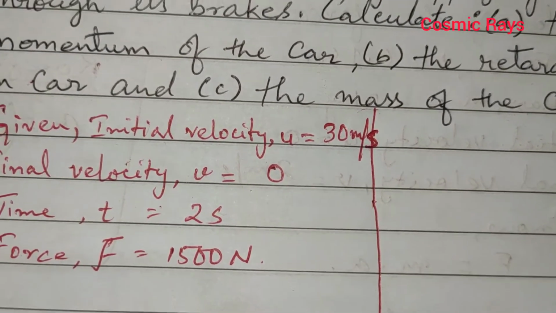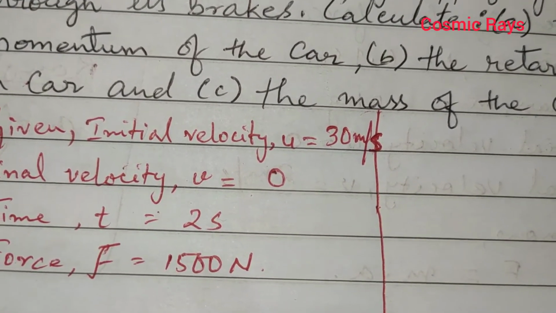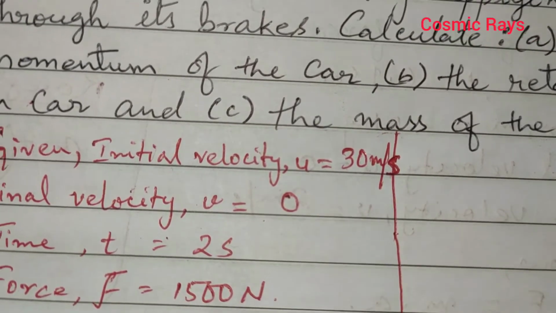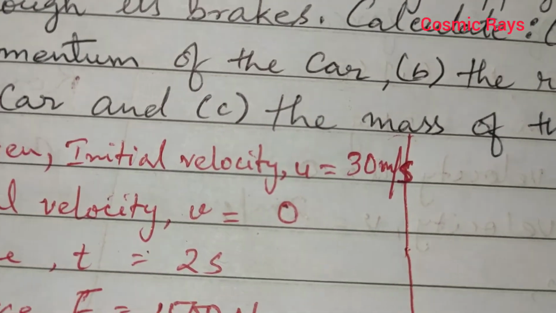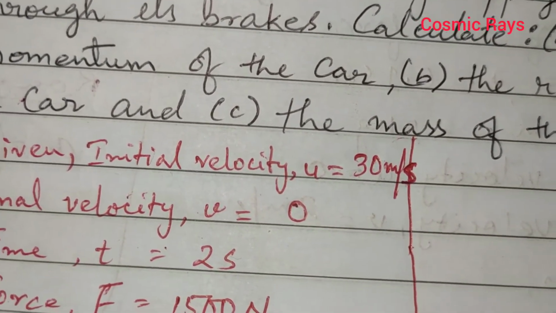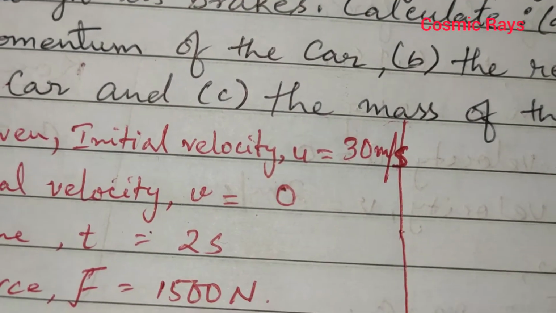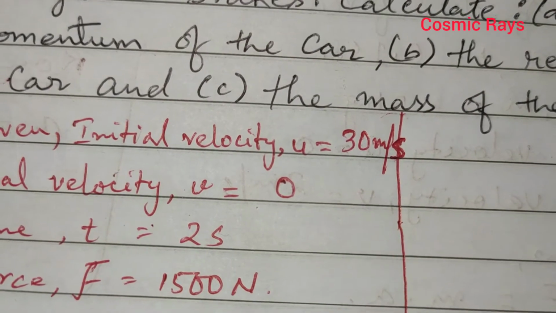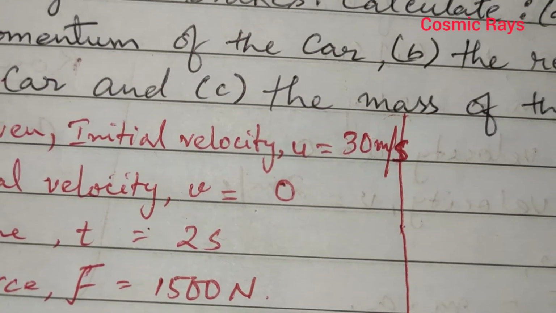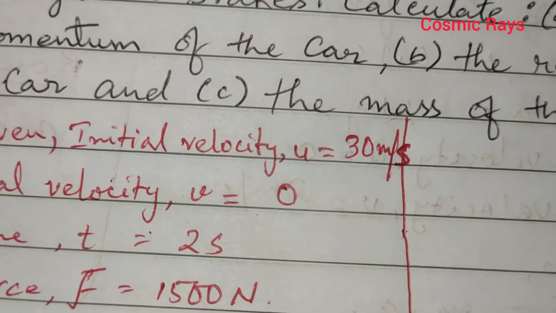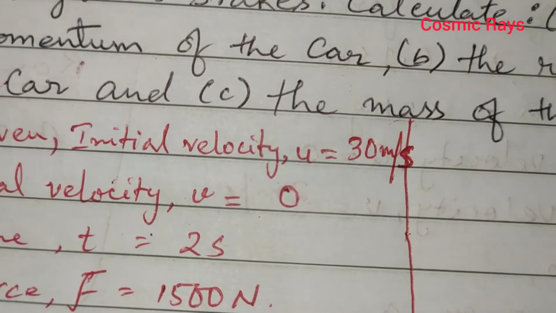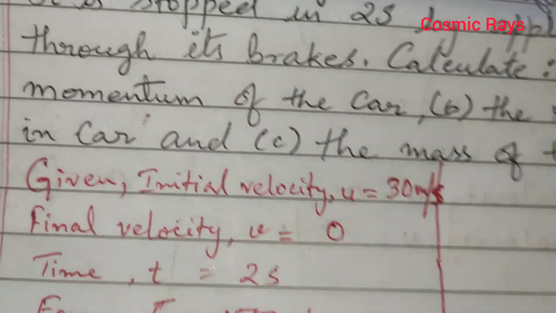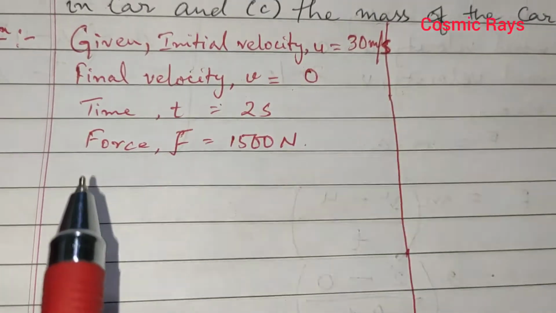For finding out change in momentum, the formula is final momentum minus initial momentum. For both final and initial momentum we need to know the mass. So mass will be calculated from the formula force is equal to mass into acceleration. Now for using that formula we have to find out the acceleration first. So let's find out the acceleration first.